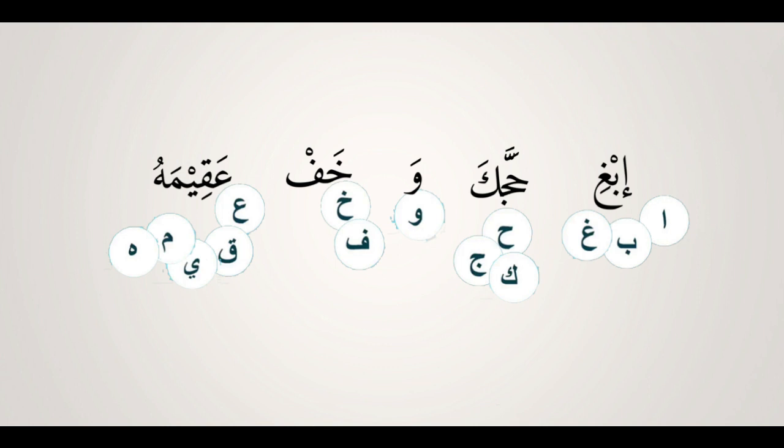Just memorize this sentence, and when you come across a word about which you're not sure whether to pronounce the lam or not, just look at this sentence and see if you find that letter in it. If the letter is in this sentence, that means it is a moon letter and you have to pronounce the lam. And if you don't find that letter in this sentence, that means it is a sun letter and you must not pronounce the lam.